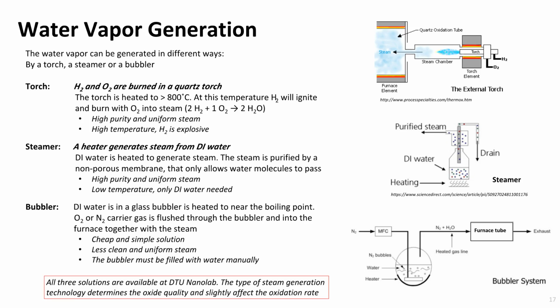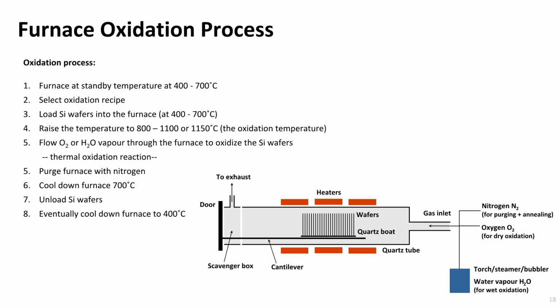The type of water vapor or steam generation technology determines the oxide quality, which might be important. It also slightly affects the wet oxidation rate. The oxidation furnaces are usually kept at a standby temperature of either 400 or 700 degrees. Silicon wafers are placed in one or more quartz boats, depending on the furnace, and the boats are loaded into the furnace without cooling it down. Once the temperature reaches the specified oxidation temperature, usually 800 to 1100 or 1150 degrees, oxidation gases, either oxygen or water vapor, are introduced into the furnace tube and the oxidation begins.